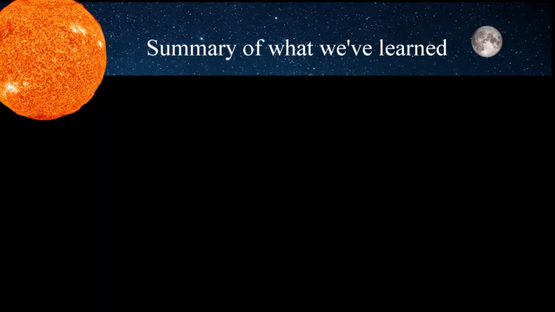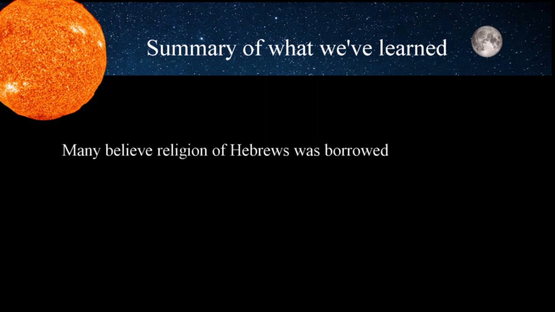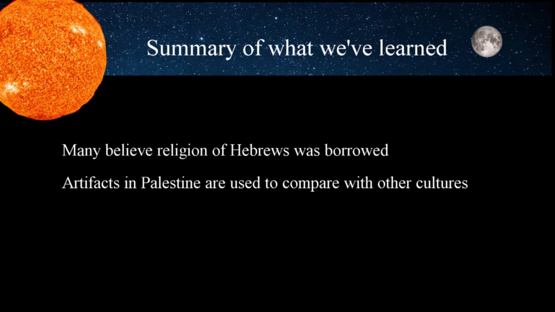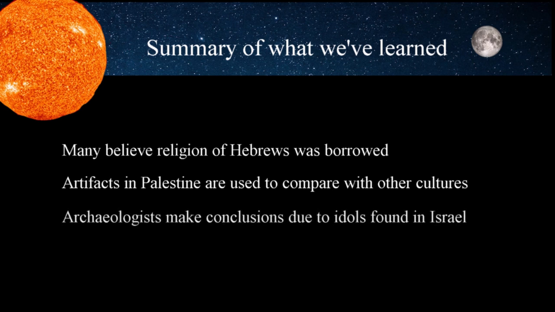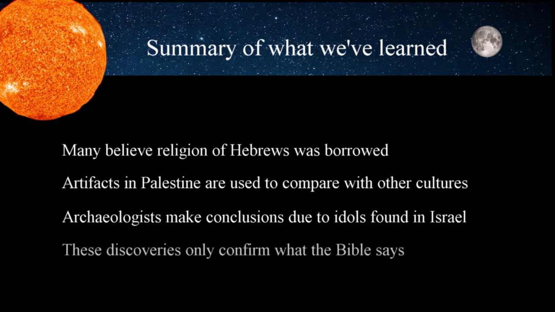As I noted at the beginning of this lesson, there are many who believe that the religion of the Hebrews and the scriptures represent elements that were borrowed from other cultures and edited to fit their needs. Some cite the presence of artifacts in Palestine representing Canaanite gods, while others draw comparisons with Egyptian, Assyrian, and Babylonian influences. Archaeologists have come to the same conclusion based on the number of idol images found in what was once the Kingdom of Israel. A statement made by Jeremiah, however, demonstrates how these discoveries have confirmed what the Bible says.